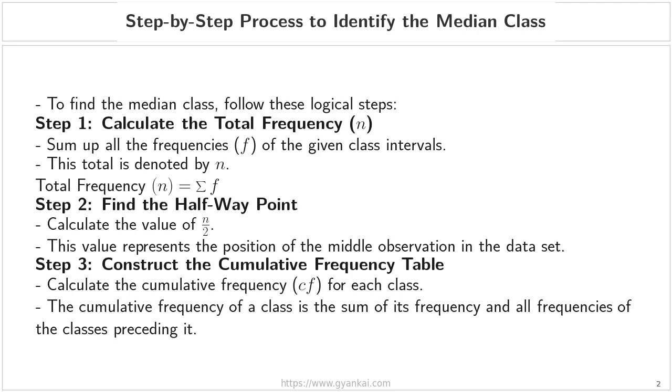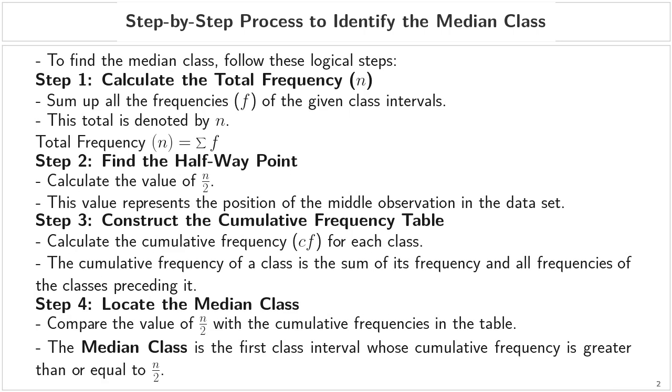Step 3, next, you must construct a cumulative frequency table. For each class interval, you'll calculate the cumulative frequency, abbreviated as CF. To find this, you take the frequency of the current class and add it to the sum of all the frequencies from the classes that came before it. This creates a running total.